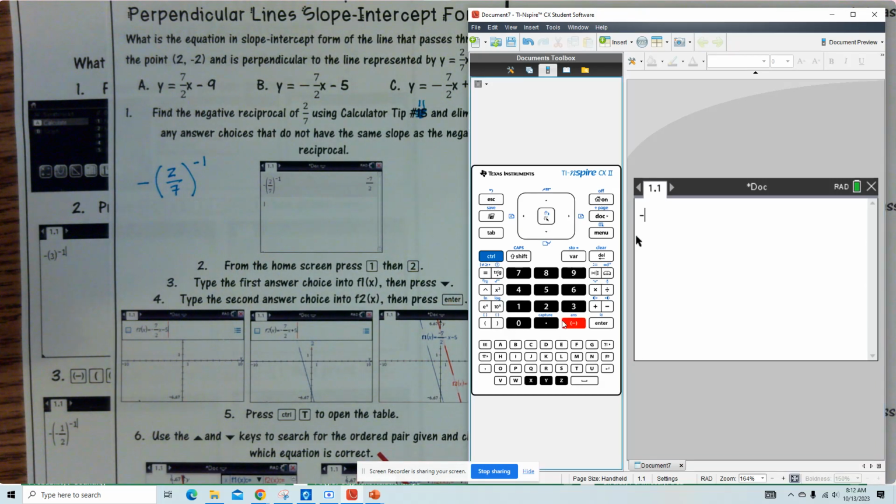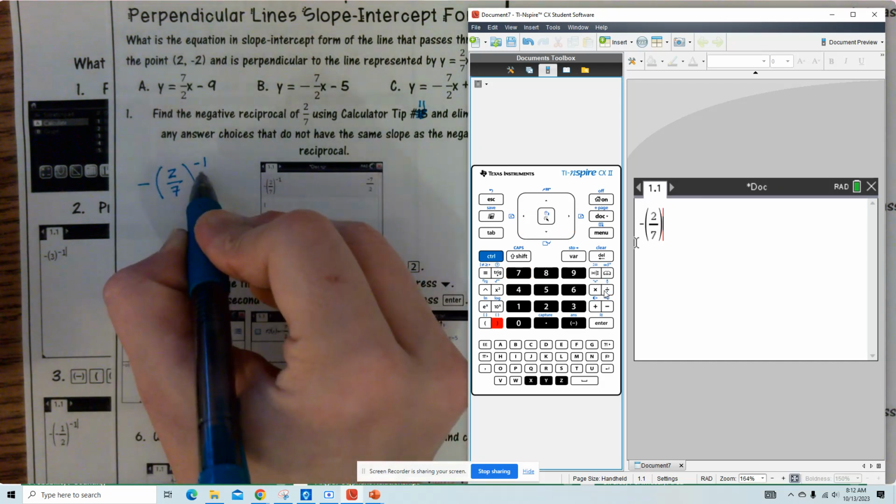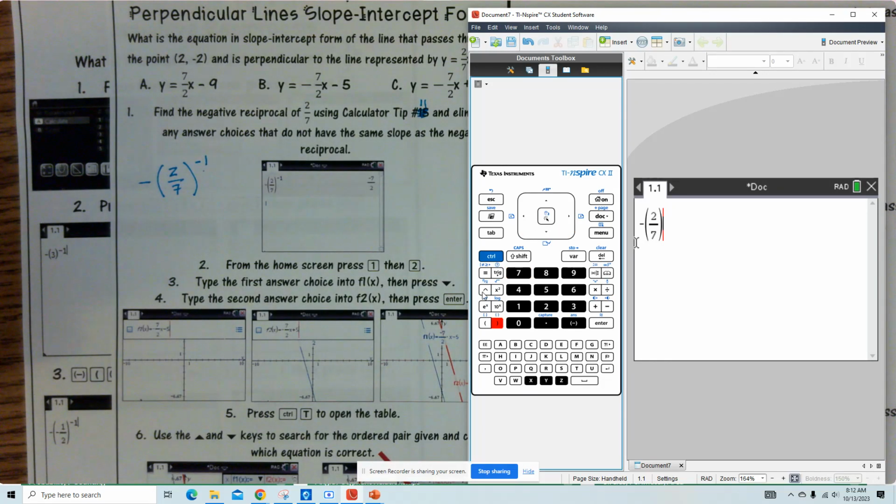So we're going to do negative, open parentheses, put in a fraction, 2/7. And then to bump this up high, it's this key right here. Right next to the left of the 4, you've got an x squared, and then a little arrow up, little caret top. If you push that, it bumps your cursor up high. And up there, you can type a -1.